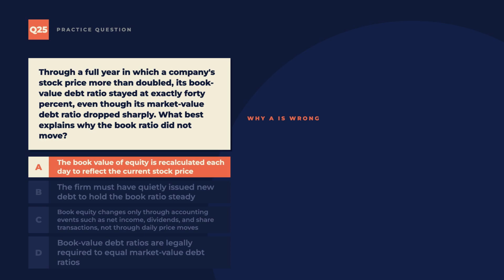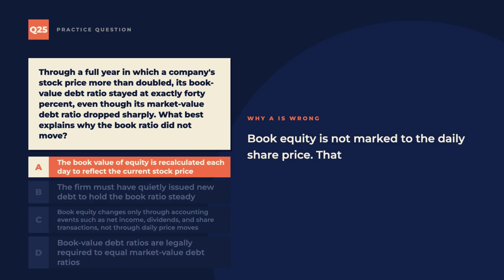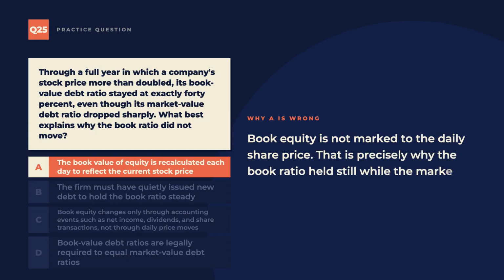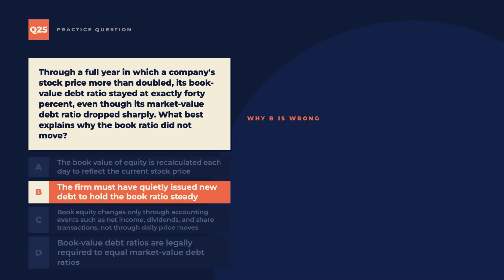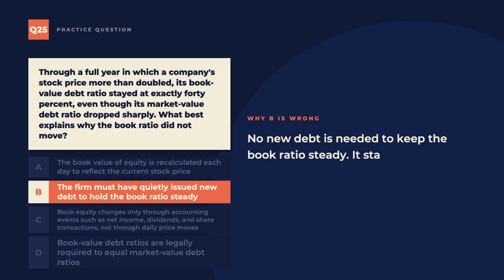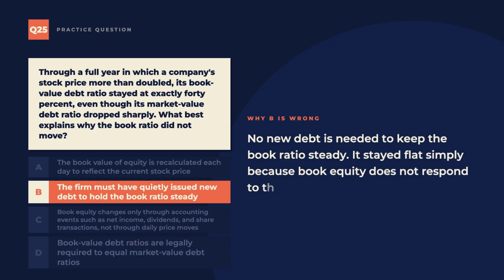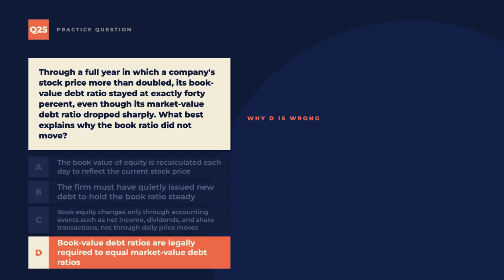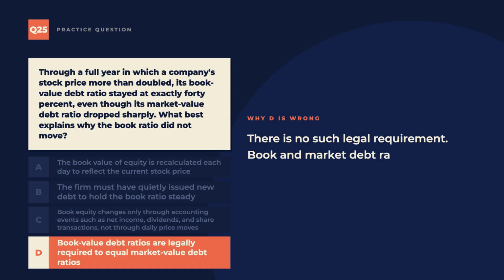A is wrong because book equity is not marked to the daily share price. That is precisely why the book ratio held still while the market ratio moved. B is wrong because no new debt is needed to keep the book ratio steady. It stayed flat simply because book equity does not respond to the stock price. D is wrong because there is no such legal requirement. Book and market debt ratios routinely diverge, which is the entire point of the example.